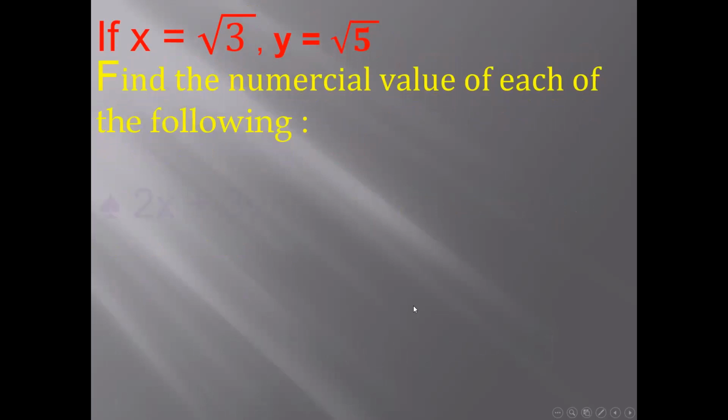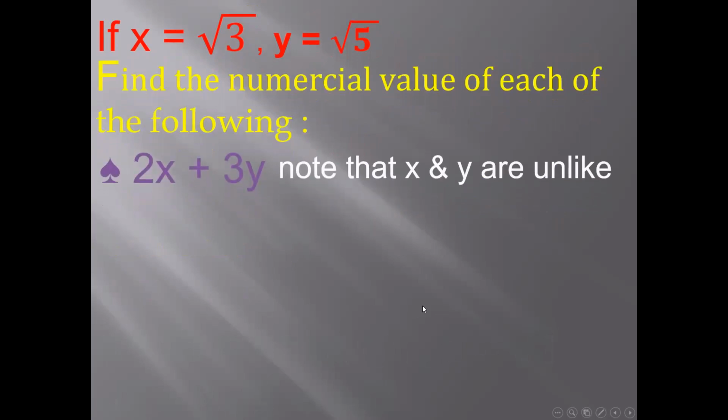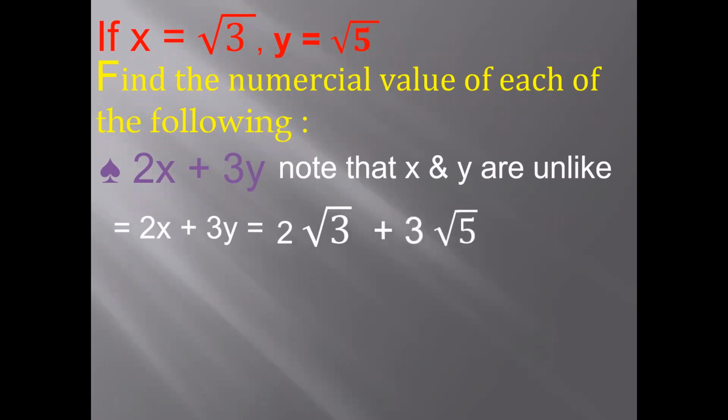If x equals root 3, y equals root 5, find the numerical value of 2x plus 3y. 2x means 2 multiplied by x, plus 3 multiplied by y. And x and y are unlike terms. So it will be 2 root 3 plus 3 root 5. This is the answer because they are unlike terms.